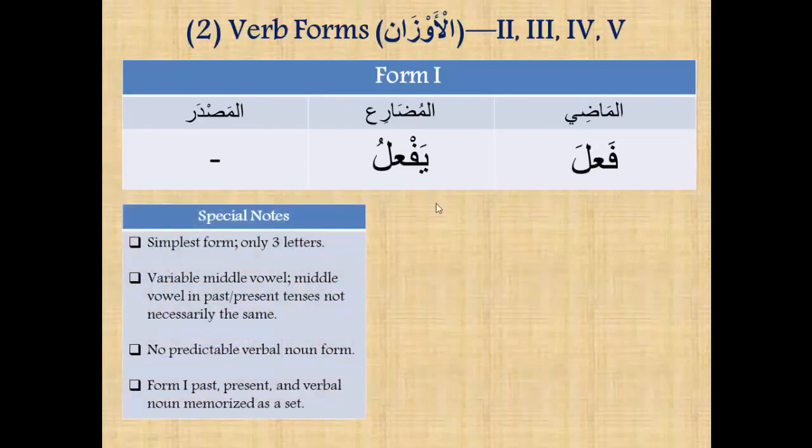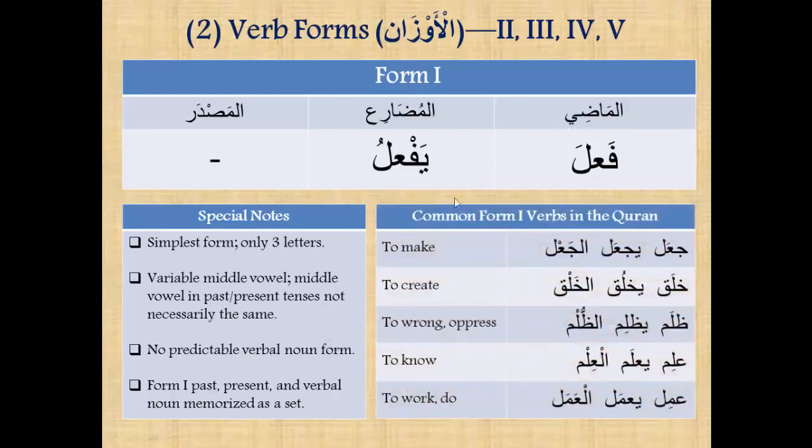To the bottom left-hand corner, I will have a list of special notes. These are special observations about characteristics or traits unique to this particular form. And then to the bottom right-hand corner, I will have a chart displaying common verbs of that form found in the Qur'an. So let's begin by reviewing form 1.